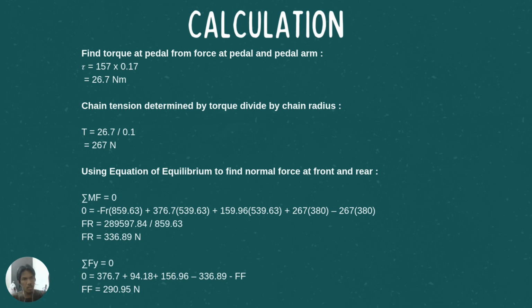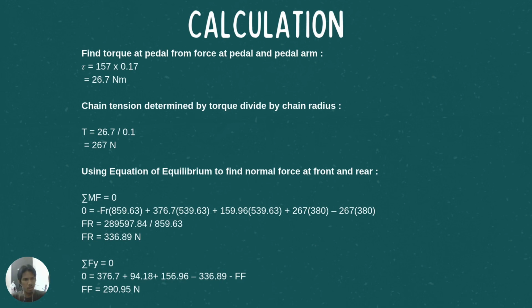So to find the chain tension, first we need to find the torque value, which we find from force at the pedal times the pedal arm, which is 0.17 meter. And then after that, we get the chain tension by dividing the torque value we get by the chain radius.